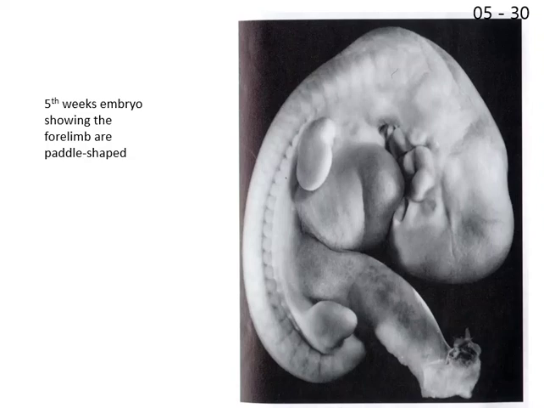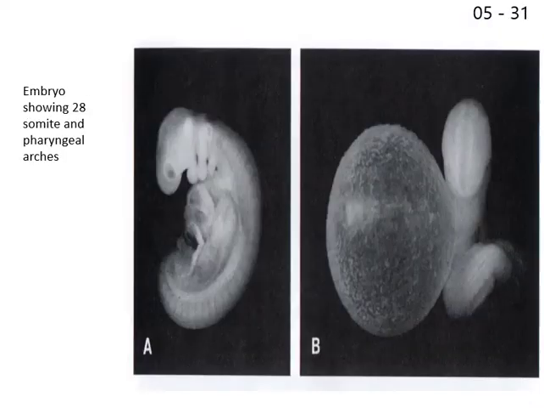And this is a 5th week embryo, showing the general features of the embryo at the 5th week. Also, we can see here 28 somites. You can see also the pharyngeal arches. And here this is the embryo. And guess what this is? Yes, remnant part of the yolk sac.